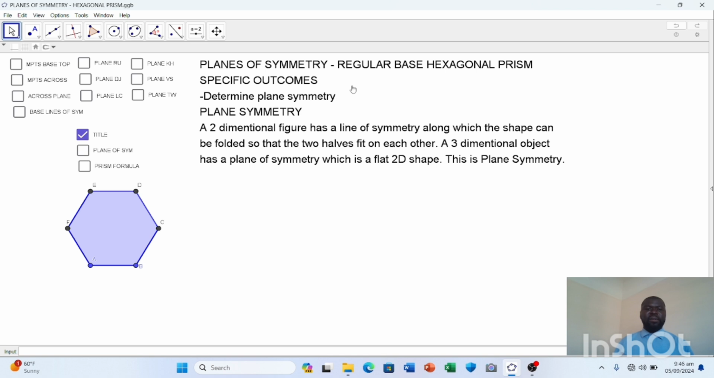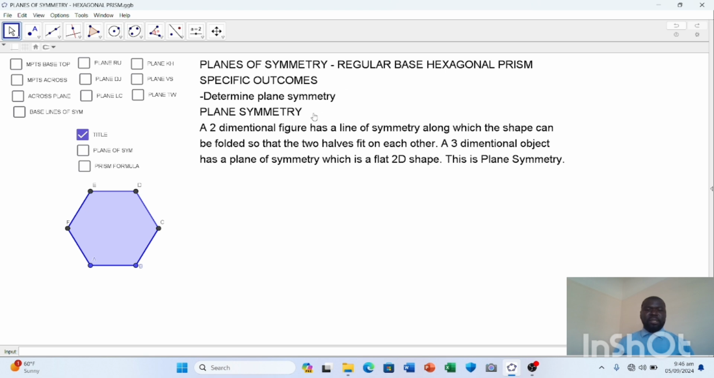By the end of this lesson, the students should be able to determine plane symmetry. They should also be able to demonstrate planes of symmetry in a regular base hexagonal prism.